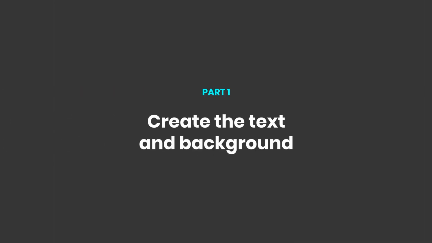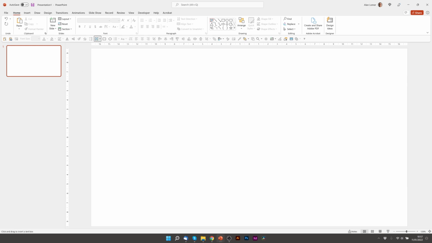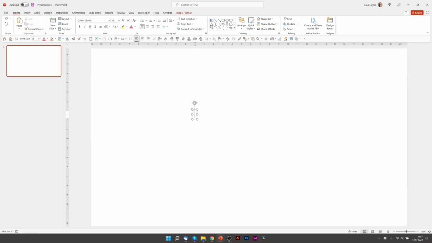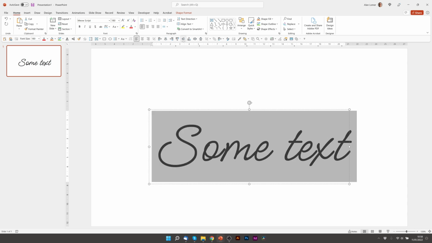As always, we'll start with File, New, Blank Presentation, Layout, Blank. I'm going to click up here to create a text box. I'm going to type some text. I'm going to choose Meow Script and make it 180. And I'll put a link to this font in the description down below. I'll align it to the middle.